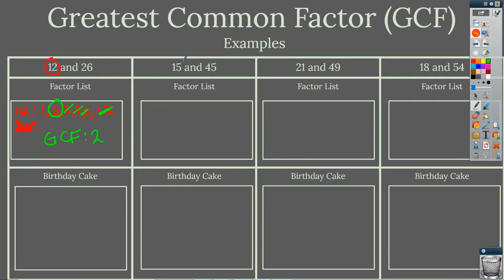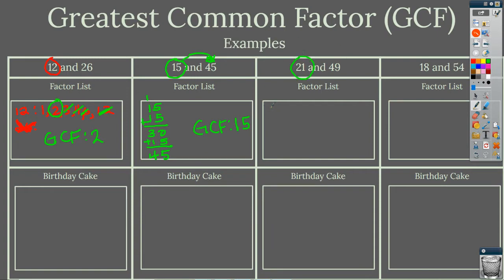So for the next example, we've got 15 and 45. So again, we want to look and see, does 15 go into 45 evenly? And if you don't know that off the top of your head, you can just skip count. 15 plus 15, 30 plus 15 is 45. If your smaller number divides into your larger number evenly, it is your GCF. You don't need to go any further than that. Okay?